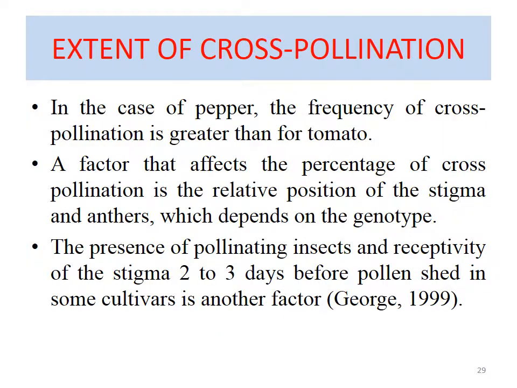Extent of cross-pollination. In pepper, the frequency of cross-pollination is greater than for tomato. A factor that affects the percentage of cross-pollination is the relative position of stigma and anthers, which depends on the genotype. The presence of pollinating insects and receptivity of the stigma 2 to 3 days before pollen shed in some cultivars is another factor.